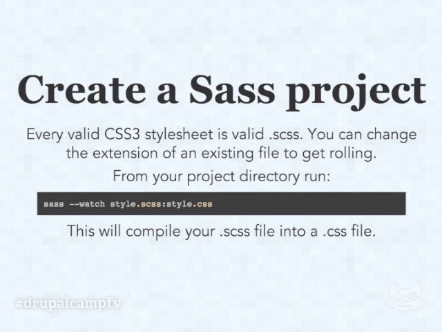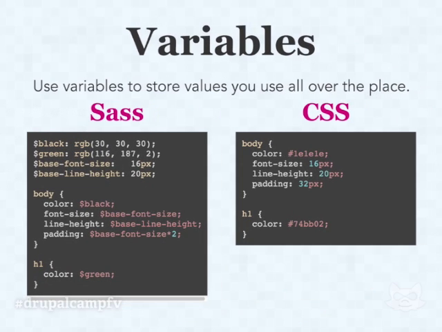I want to highlight, I think there's 4 main features with Sass that make it really alluring and are places to kind of get started with big wins in your project. And the first is very simple, it's variables.